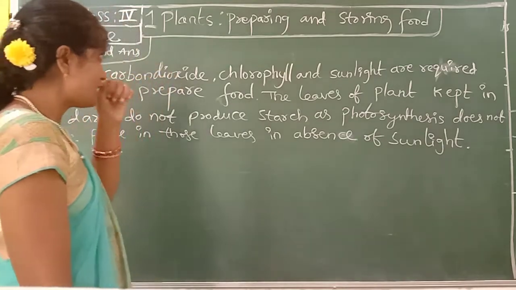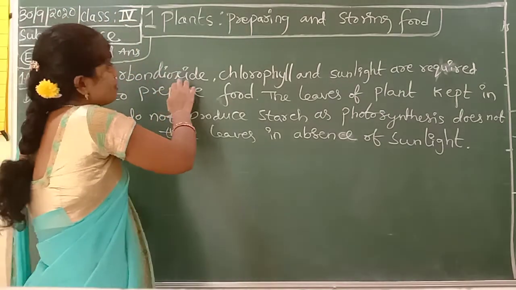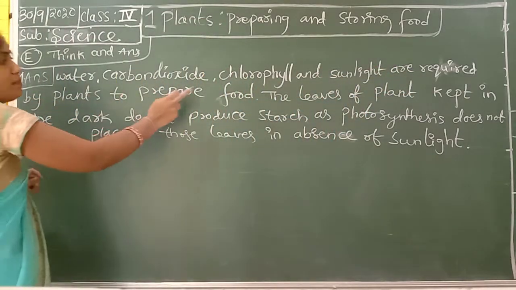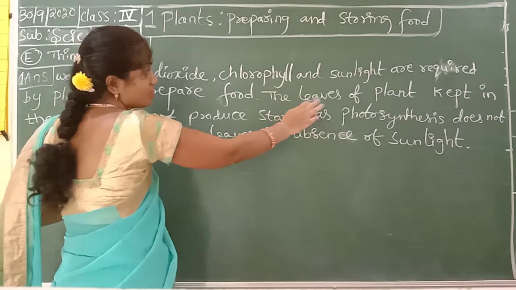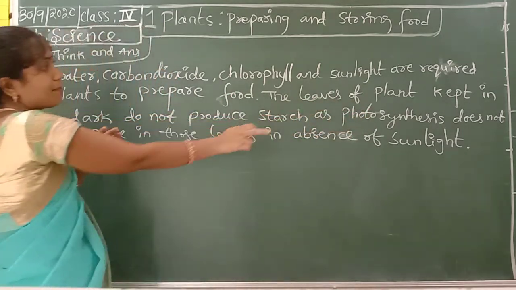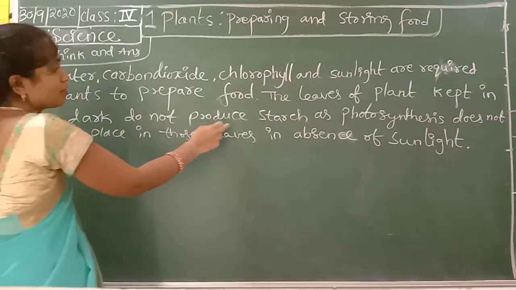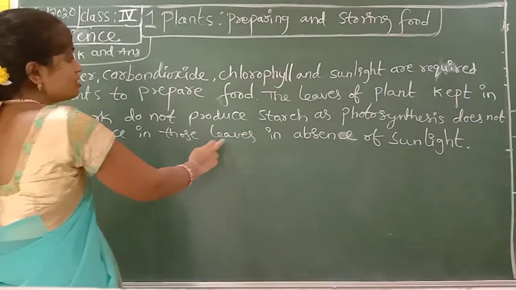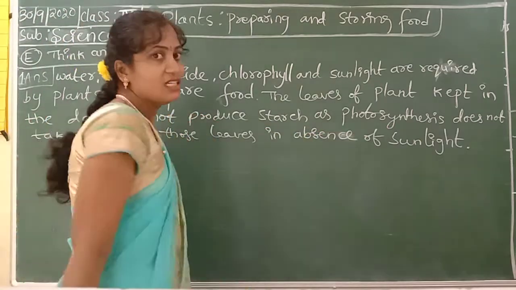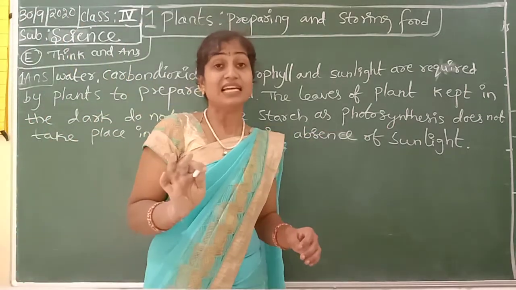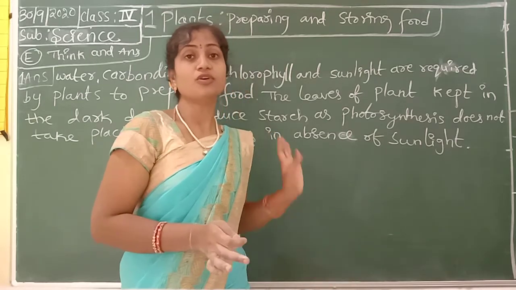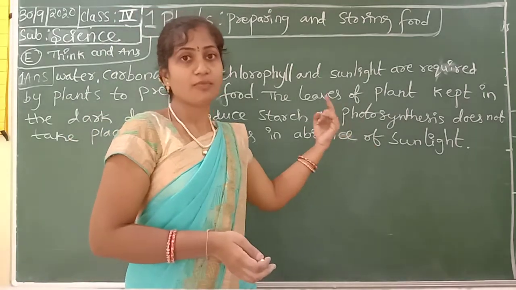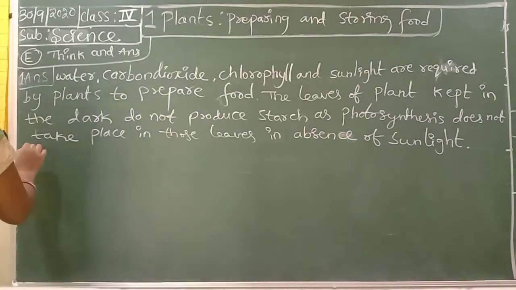Okay children, this is the answer. Water, carbon dioxide, chlorophyll and sunlight are required by plants to prepare food. That is called photosynthesis. The leaves of a plant kept in the dark do not produce starch, as photosynthesis does not take place in those leaves in absence of sunlight. The process keeps going on, but sunlight is very important for photosynthesis. So in absence of sunlight, it cannot produce the starch. Next, second answer.